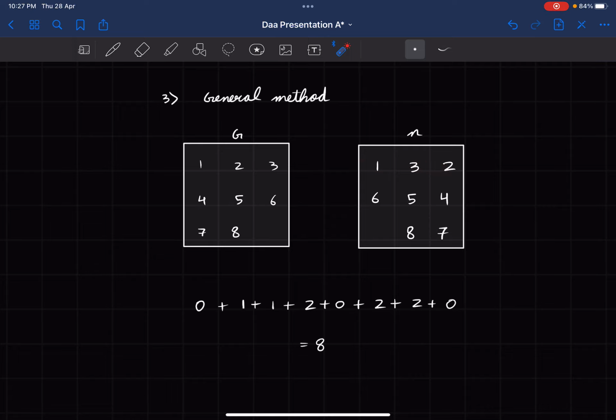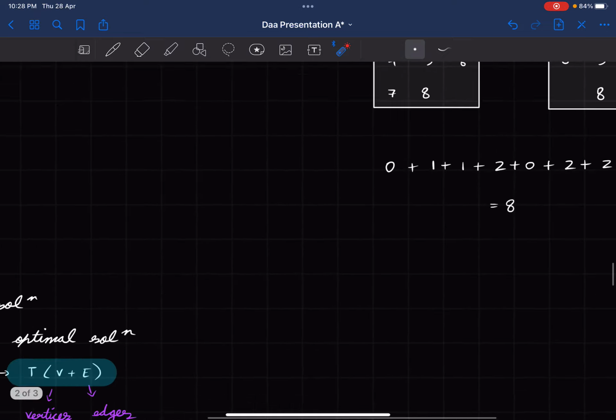For example, 1 doesn't need to be shifted, it's at the right position, so we'll add 0. 2 needs to be shifted by 1, so we will add 1. 3 needs to be shifted by 1, so we will add 1. 6 needs to be shifted by 2, so we'll add 2. 5 is at its correct position, so 0. 4 needs to be shifted 2 times, so 2. 7 needs to be shifted 2 times, so 2, and 8 is at its correct position, so 0. So the heuristic value comes out to be 8.